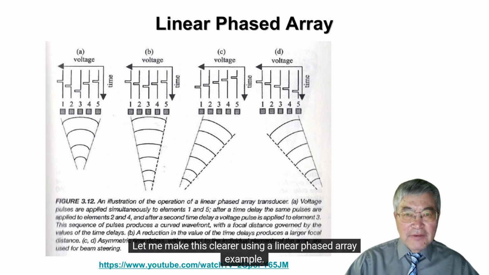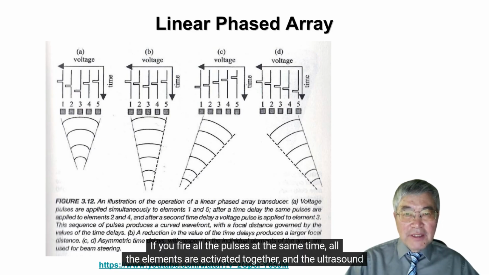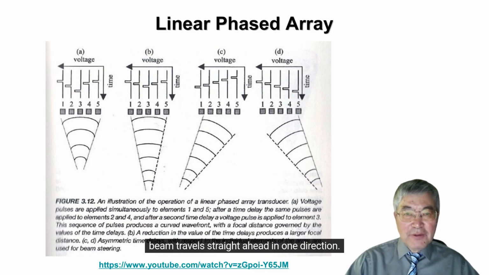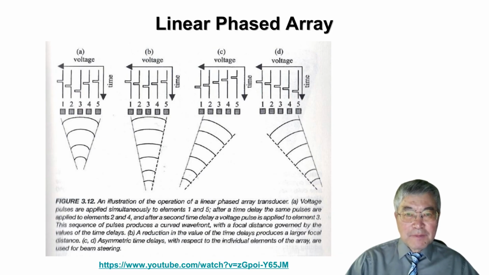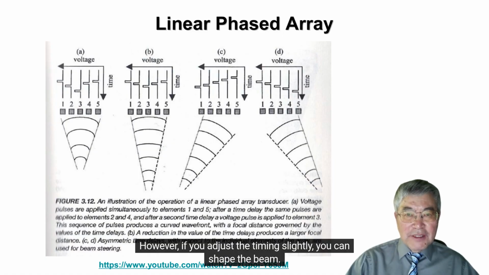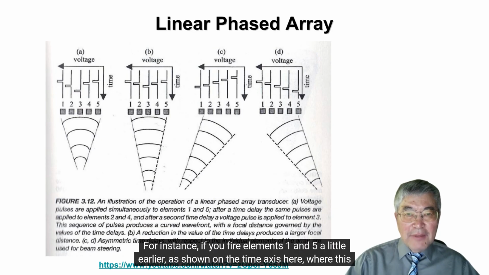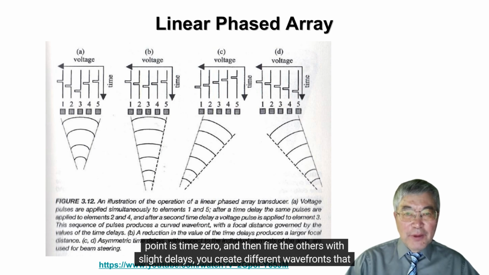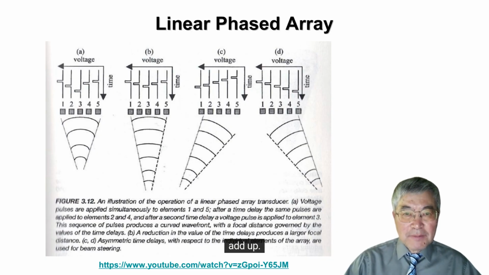Let me make this clearer using a linear phased array example. If you fire all the pulses at the same time, all the elements are activated together, and the ultrasound beam travels straight ahead in one direction. However, if you adjust the timing slightly, you can shape the beam. For instance, if you fire elements 1 and 5 a little earlier, as shown on the time axis here, where this point is time 0, and then fire the others with slight delays, you create different wavefronts that add up.